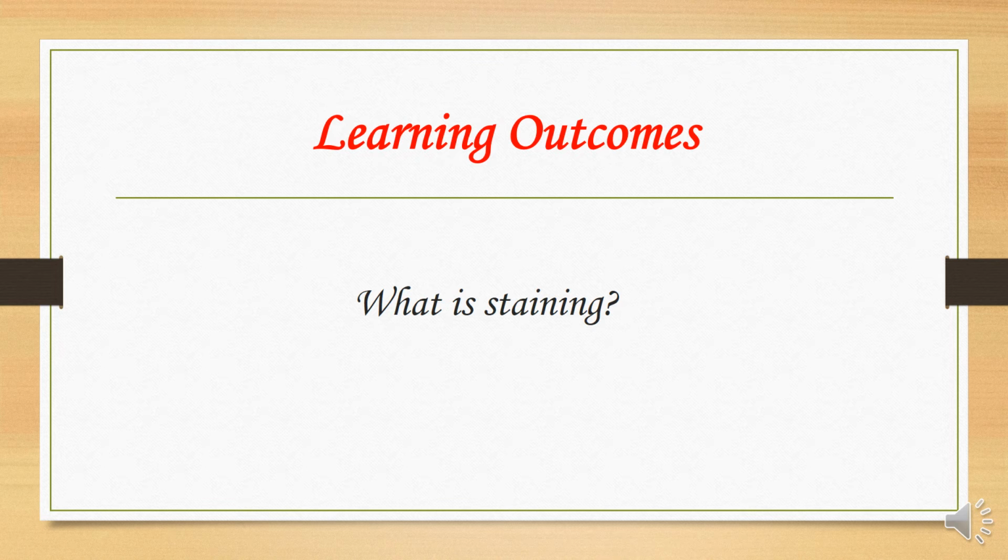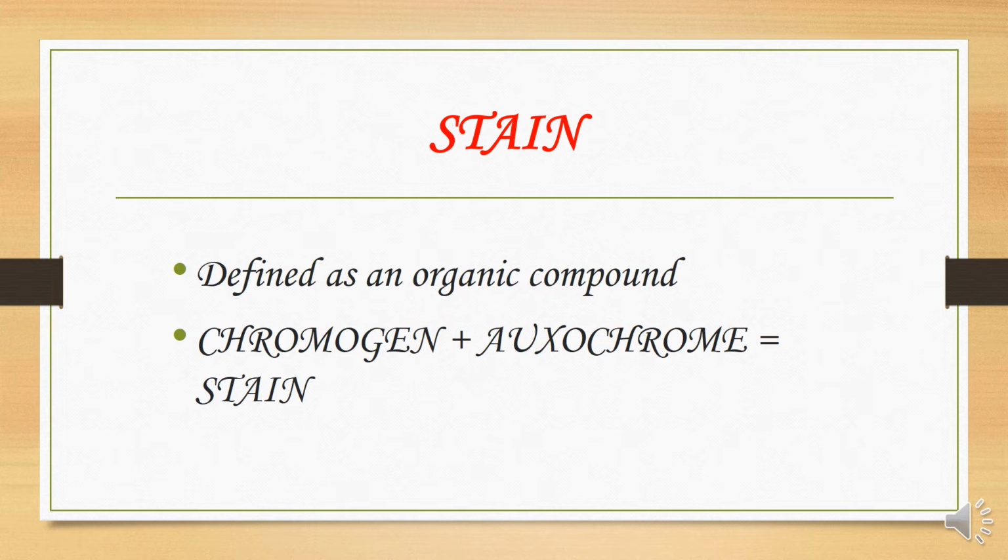What are we studying today? We are studying the second part of our discussion, that is, what is staining. So what is staining, students? Staining is a procedure wherein I am going to be making use of stains. What is a stain? A stain is defined as an organic compound, which is made up of two important components, one being a chromogen and the second being an oxochrome.